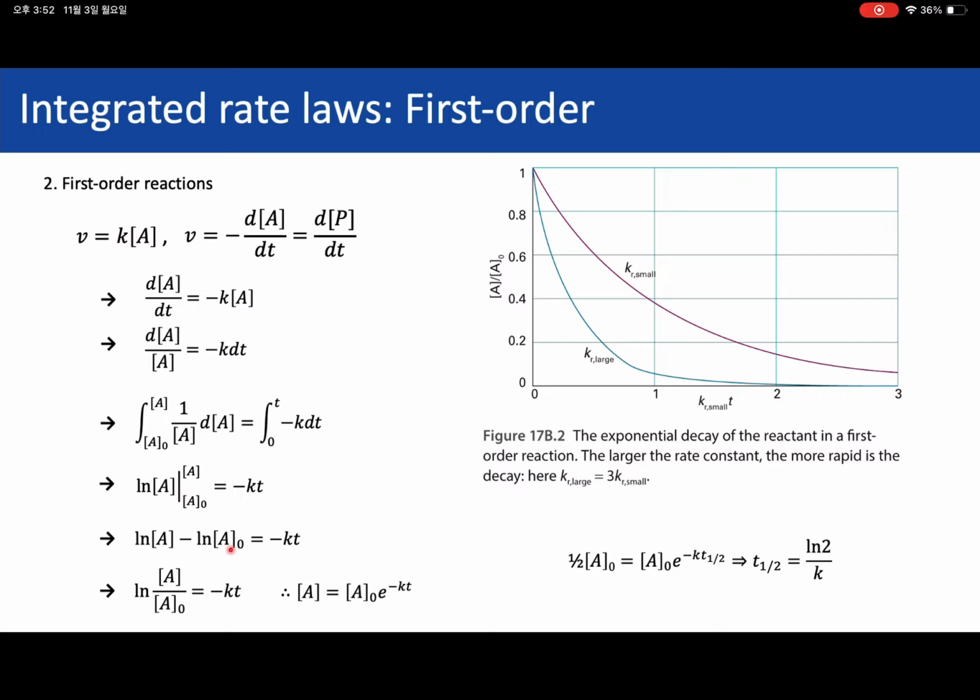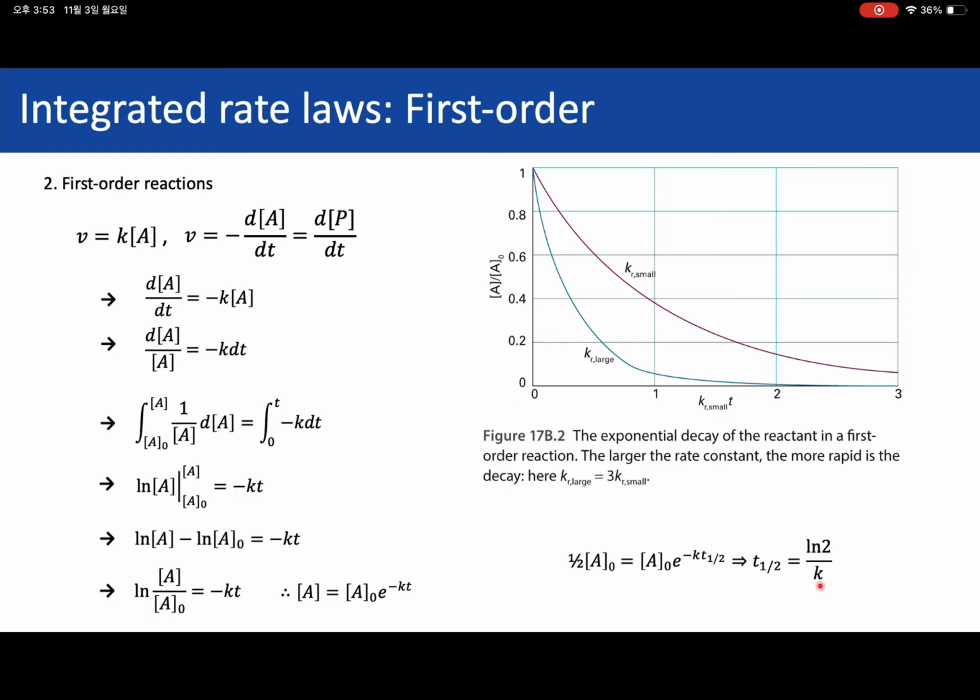Then we can bring this log A0 inside of this log, then it becomes log A over A0 equals negative kt. Now we have an exponential form of time evolution of the concentration A. Similarly, we can estimate the half time for this first order reaction. Then we have the half time of log 2 over k.